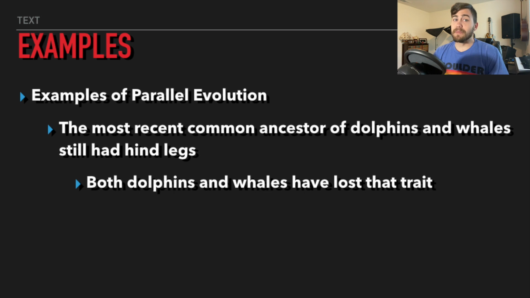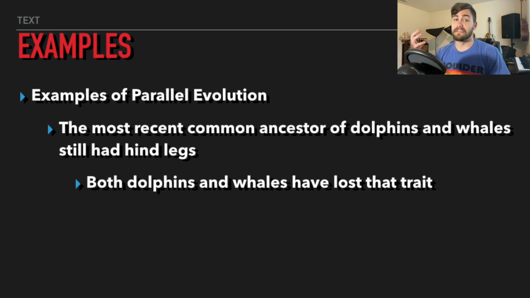A couple examples of parallel evolution. First, the most recent common ancestor of dolphins and whales, they belong to the same group called cetaceans, but they each independently of one another have lost their hind limbs.